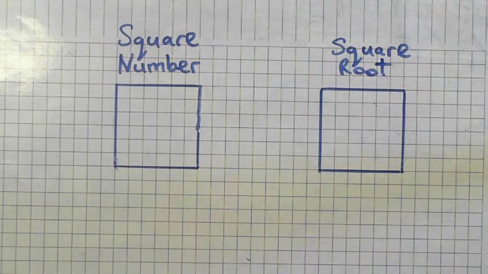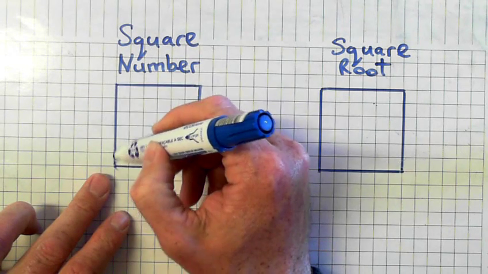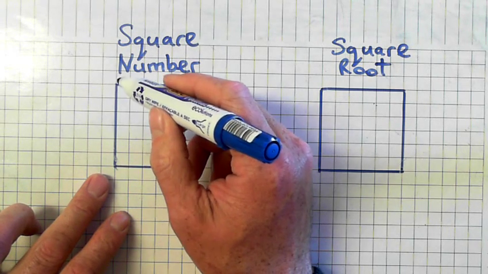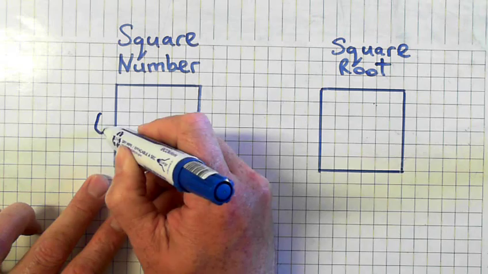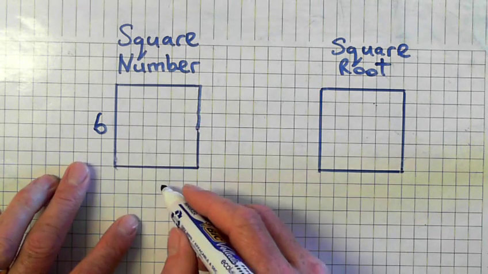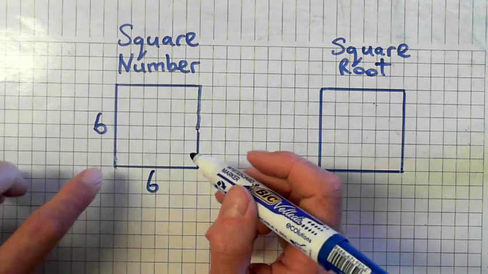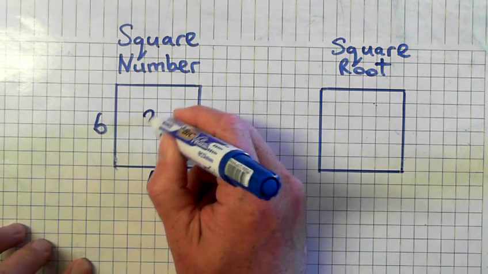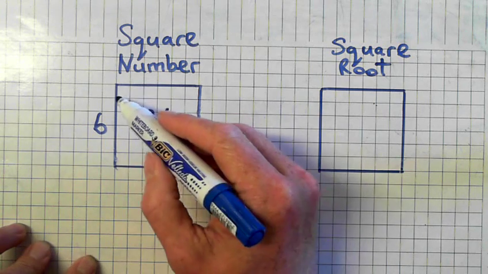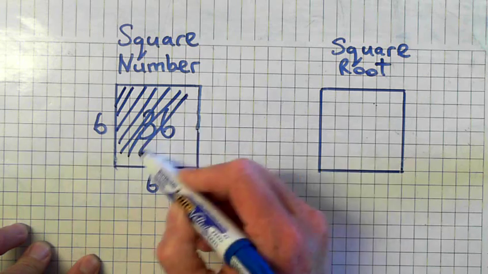So are you ready? Are you looking up? Right, so we said the length of that was 6 units. Looking up. So to get a square number, we multiply 6 by 6. And what do we get? 36 is the area, isn't it, of that piece of card.